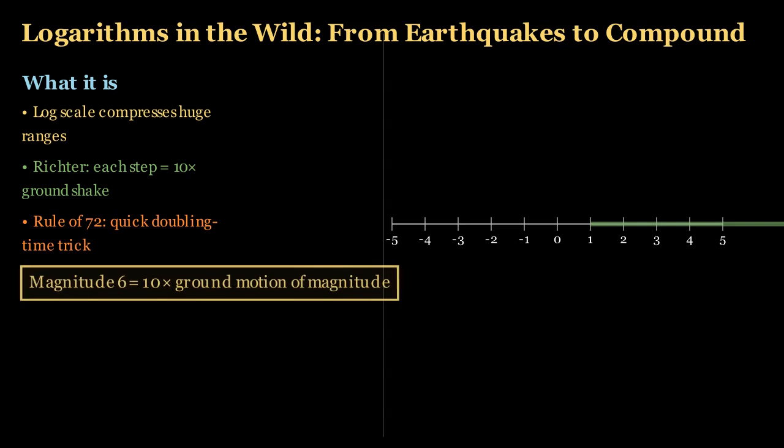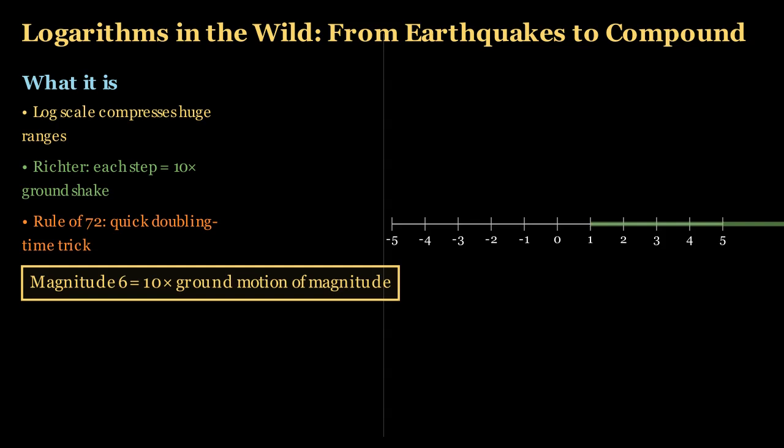Imagine a ruler that stretches and scrunches so that each equal step multiplies the thing you're measuring by a fixed amount. That's exactly what the Richter scale does. A magnitude 6 quake shakes the ground 10 times more than a magnitude 5. And in finance, the rule of 72 uses the natural log of 2 to tell you how many years it takes for your money to double, just by dividing 72 by the interest rate. Both are logarithms hiding in plain sight.